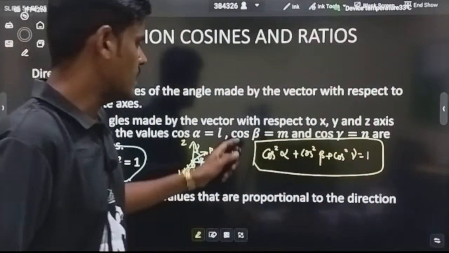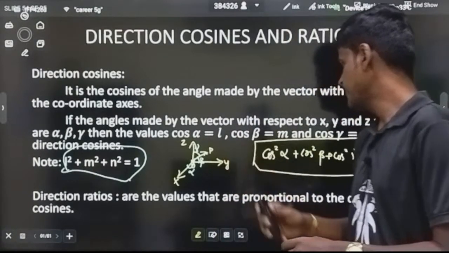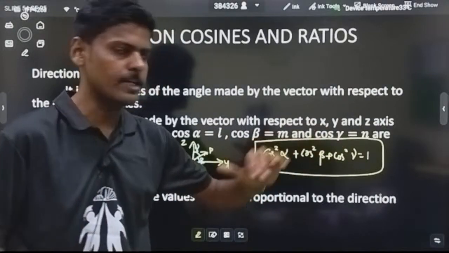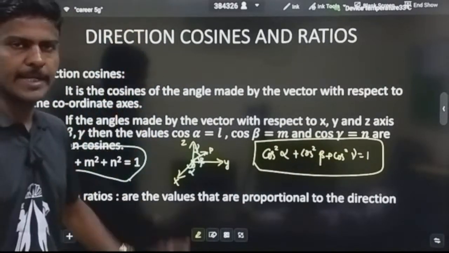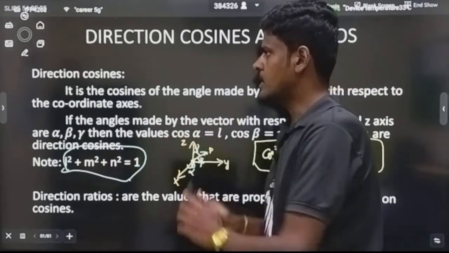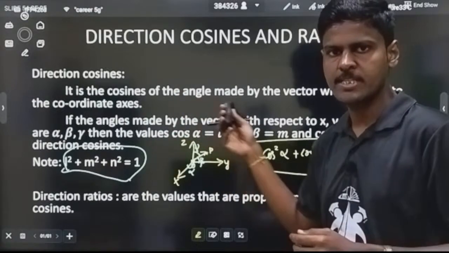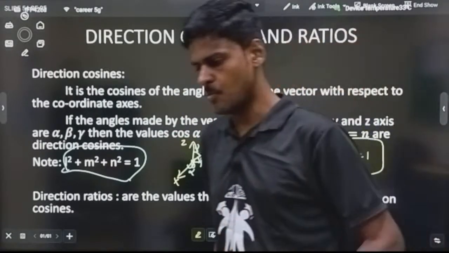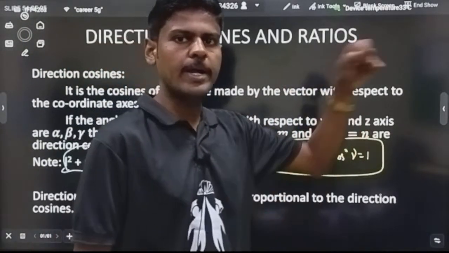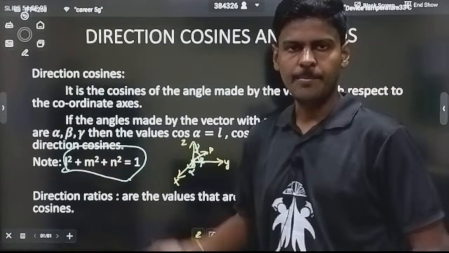Yes, now note it down. Cos square alpha plus cos square beta plus cos square gamma equal to 1. This is a very important property. Only one property or one formula is there for solving problems from this topic, direction cosines and direction ratios. Now we have understood what direction cosines are. That means when you square and add the cosines of these angles, it should always give the value 1. That is how we can see if the point lies in the given plane or not. So that is the one property.